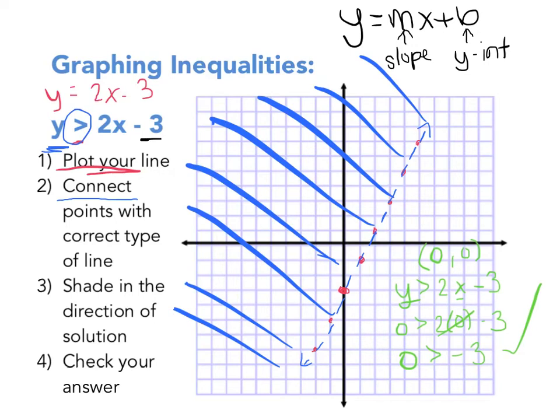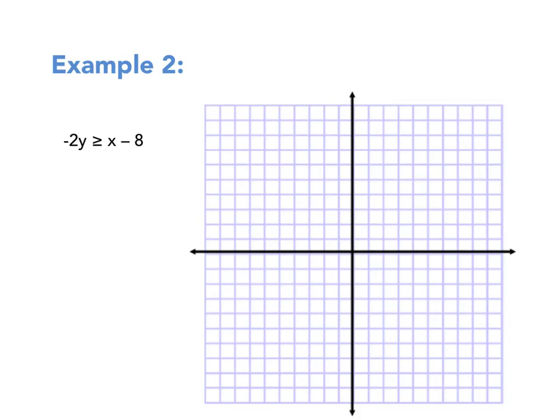So let's do one more example. I see a problem with this inequality to start with is that y is not isolated, so I'm going to have to divide by negative 2 to isolate my y variable, but I just divided by a negative. So remember, I have to flip my sign, so I get y is less than negative 1/2 x plus 4, because I divided 1x by negative 2, negative 1/2. I divided negative 8 by negative 2, it's positive 4.